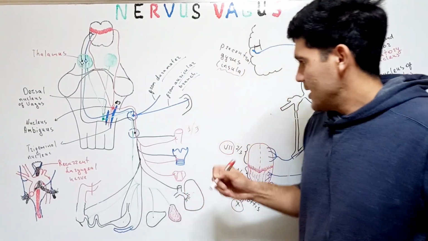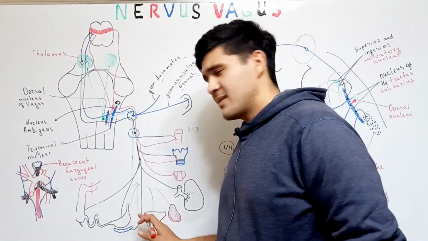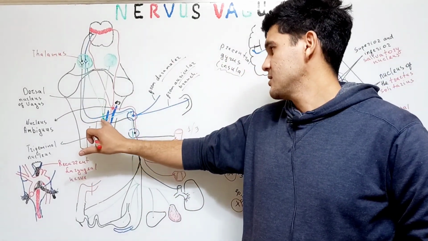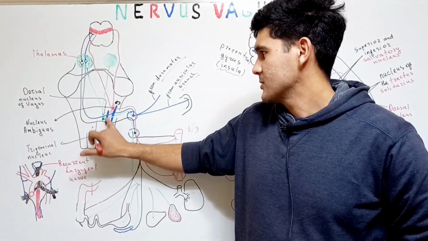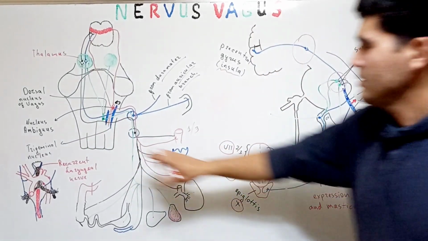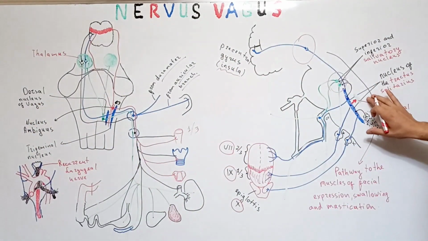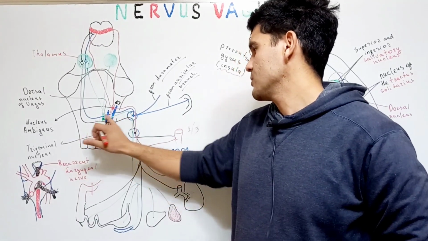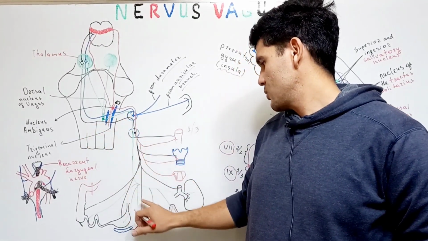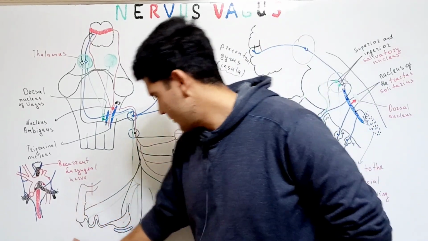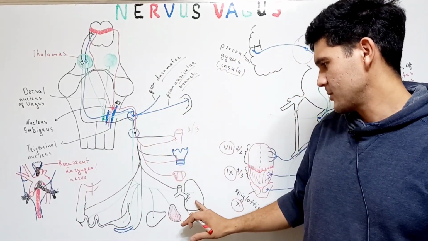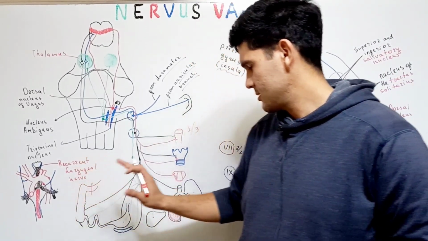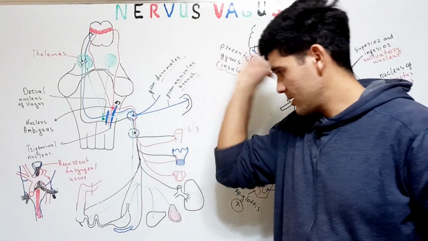Now the next fibers are parasympathetic fibers. Parasympathetic fibers exit from the dorsal nucleus of the vagus, which I will draw here. After exiting from the dorsal nucleus, their destinations are organs such as the bronchioles, heart, liver, stomach, pancreas, intestines, kidney, spleen, and so on.